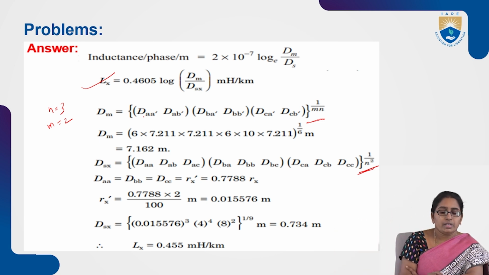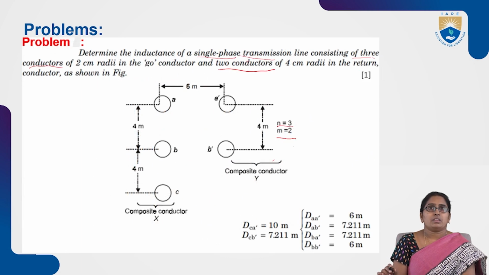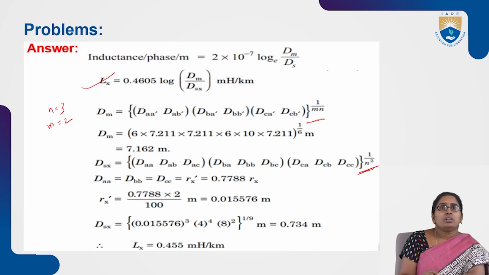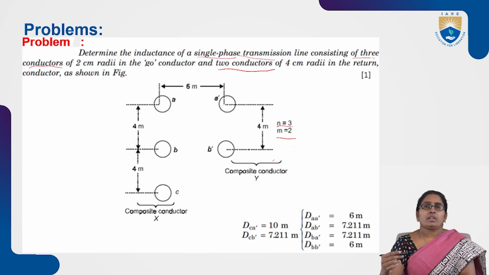So DM is written as 1 by mn-th root of, of course we substitute these two values, the distance between the conductors. What are the conductors here? A, B, C. On the other side we have A dash, B dash, right?